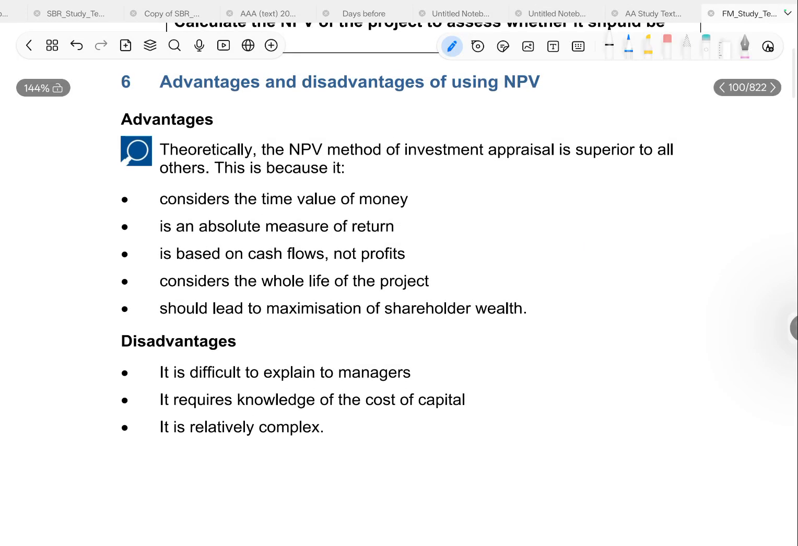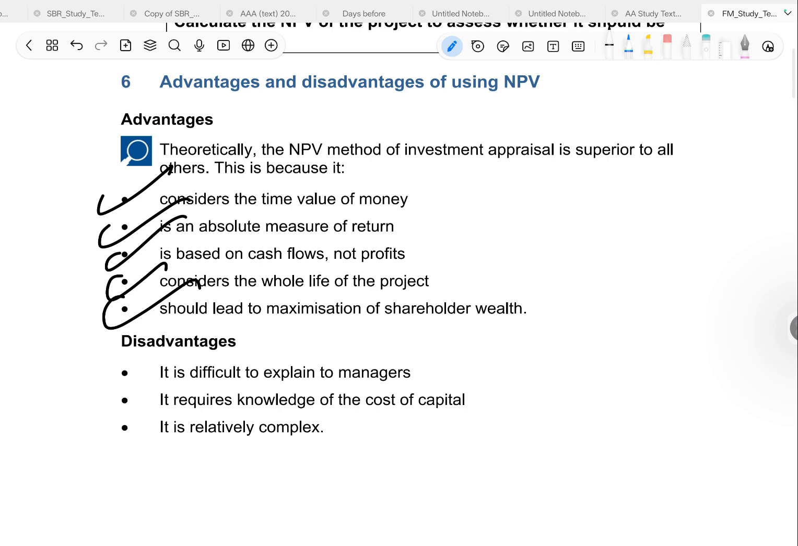Now let's look at some advantages and disadvantages of this investment appraisal method. First, advantage: NPV considers the time value of money. Future cash flows are properly discounted. Second, it is based on cash flow, not accounting profit. Cash flows are more reliable for decision making. Third, NPV considers the whole life of the project, unlike some methods that ignore later cash flows. Fourth, it directly focuses on maximizing shareholder wealth, and that is the main objective of financial management.